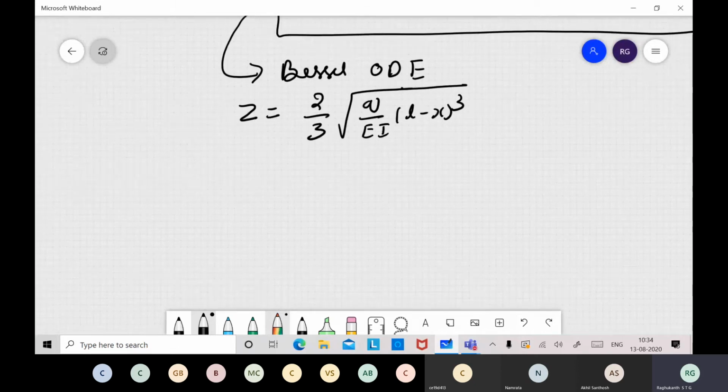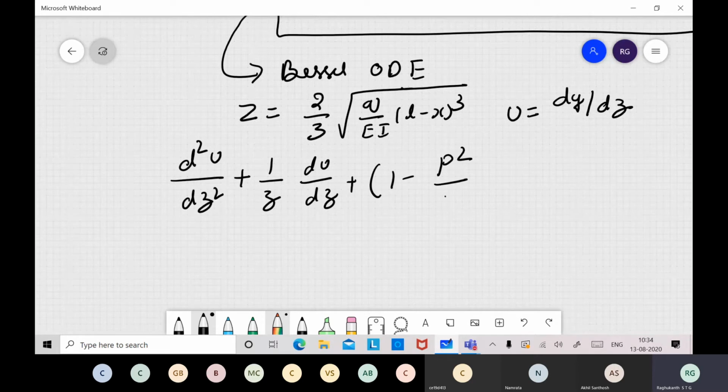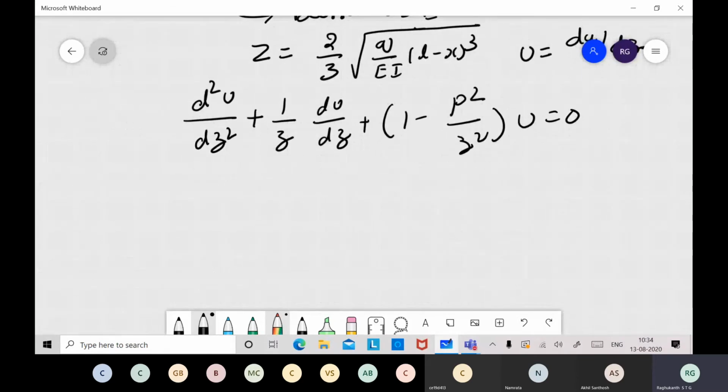So you can obtain this, and you introduce another variable u, which is dy by dz. Once again you get Bessel's equation: d square u by dz square plus 1 by z du by dz plus (1 minus p square by z square) u equal to 0. So once again you get the same Bessel ordinary differential equation. Your solution you write in terms of Bessel functions, and finally you find the first root of the Bessel function, which depends on the boundary conditions. If it is a cantilever you use something, if it is simply supported you get something else. Based on that you can calculate the load.